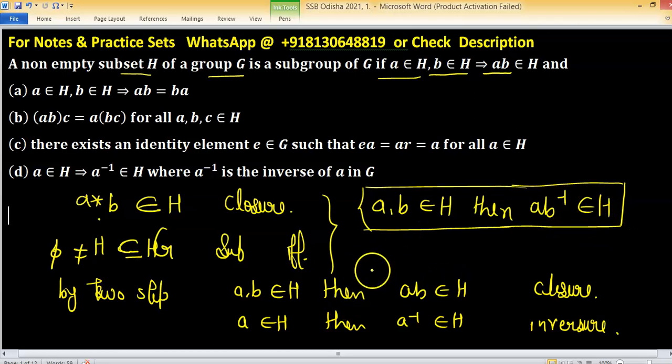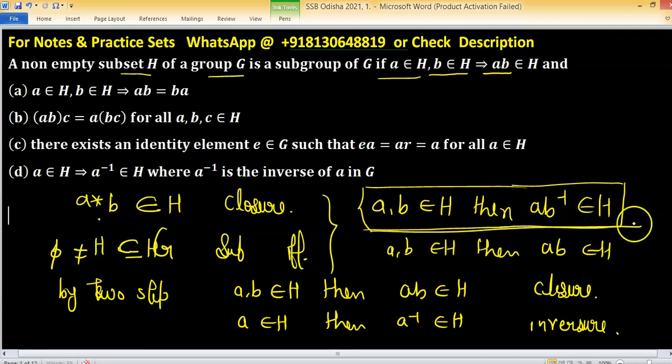So you can apply these two tests on infinite or finite, whatever the set, but when H is finite, then there is another test, we say the finite subgroup test, and in this, if A and B belong to H, then AB belongs to H. This is only closure property. So closure property is sufficient to prove H is a subgroup if H is finite.